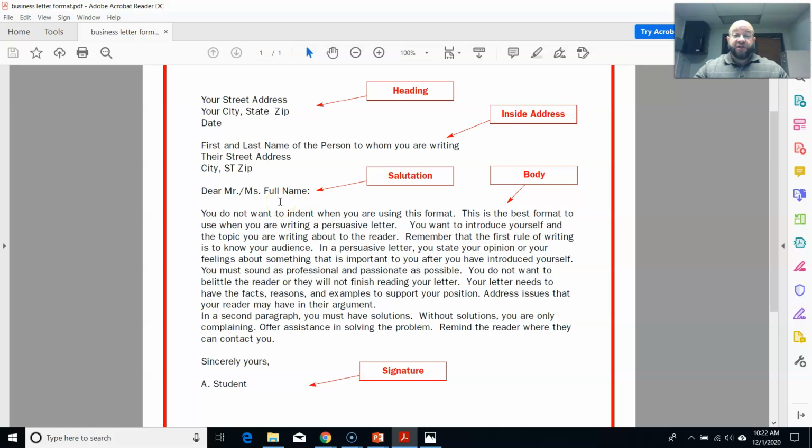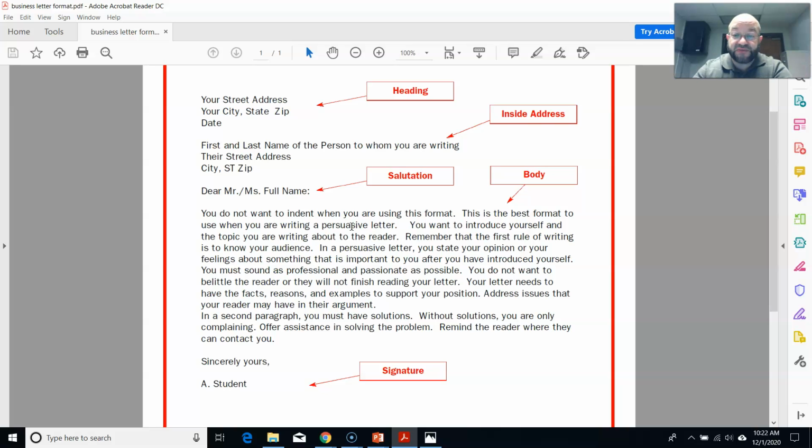Notice this, again, you do not want to indent when you are using business letters, okay? That is the standard in business letters and business writing. Don't indent. All right. Next thing, this says when you're writing a persuasive letter, I would also say when you're writing an informative letter, because sometimes you're writing something to persuade somebody to do something, sometimes to inform them of something, okay? So keep that in mind.